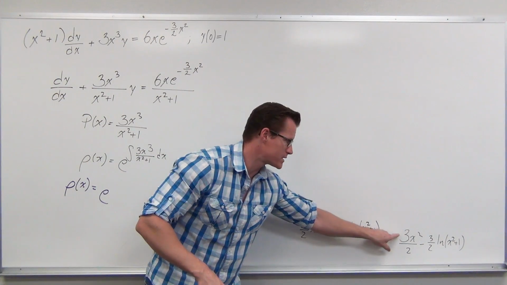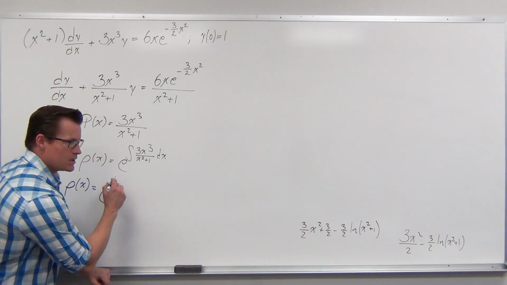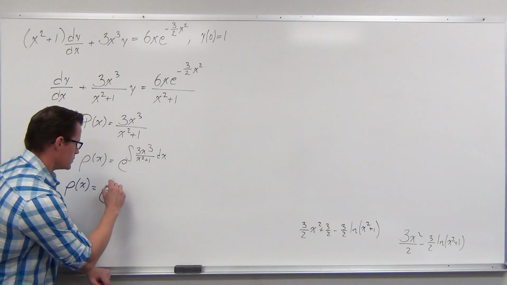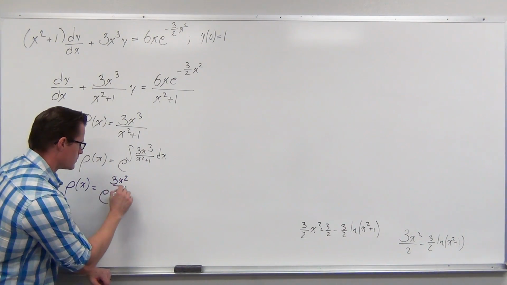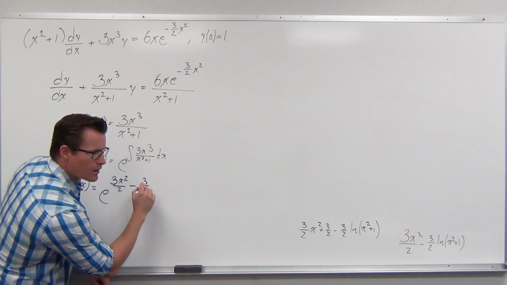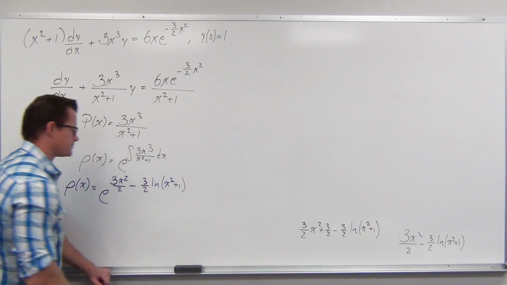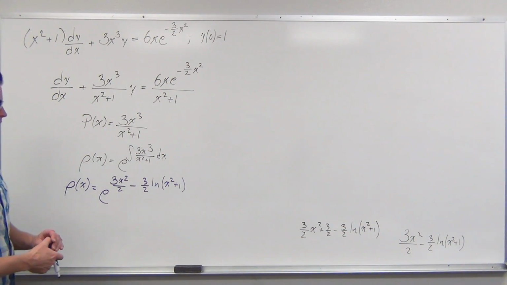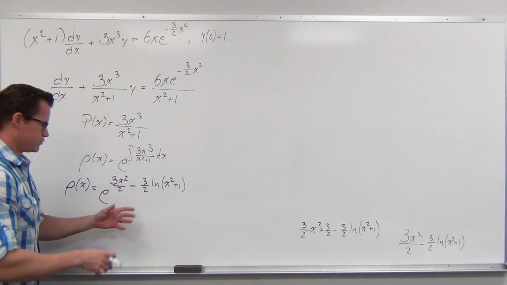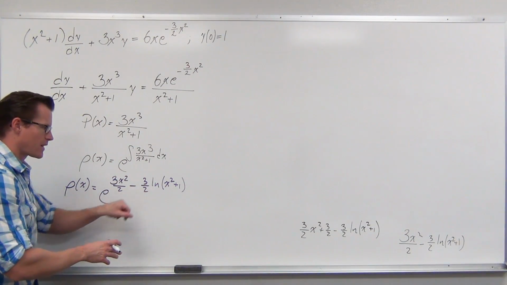So let's start with this guy that we got by that long division. We have e to the 3x squared over 2 minus 3/2 ln of x squared plus 1. Like, okay, that looks pretty good. Actually, no, it doesn't, but we can still work with it. Let's start separating this and try to get rid of that ln.